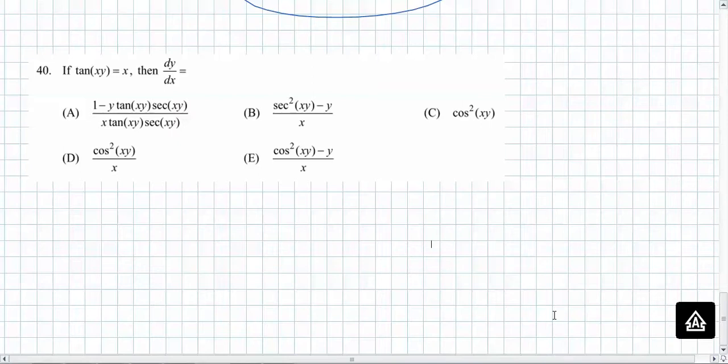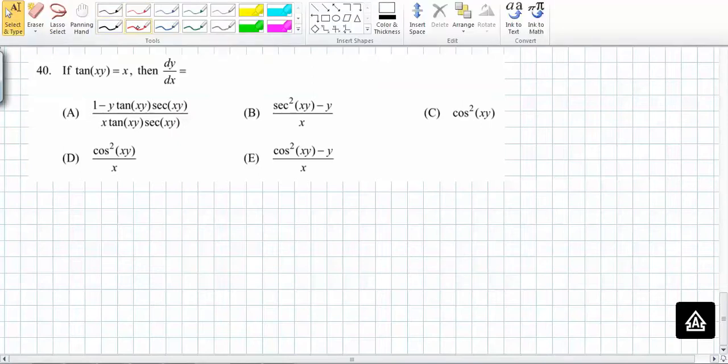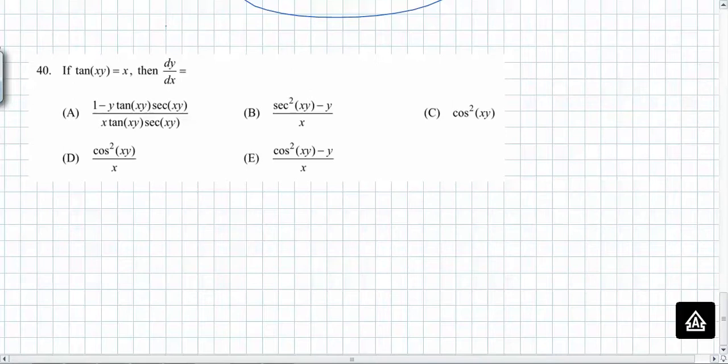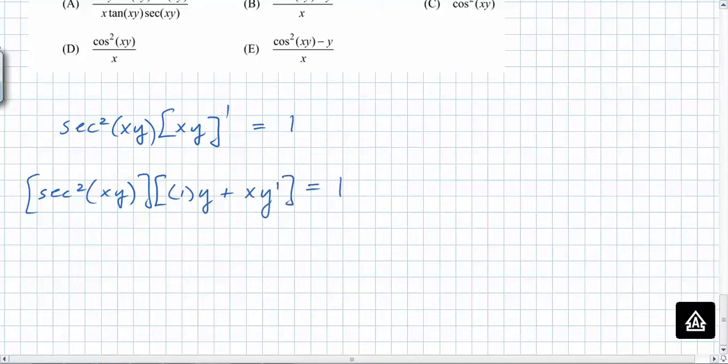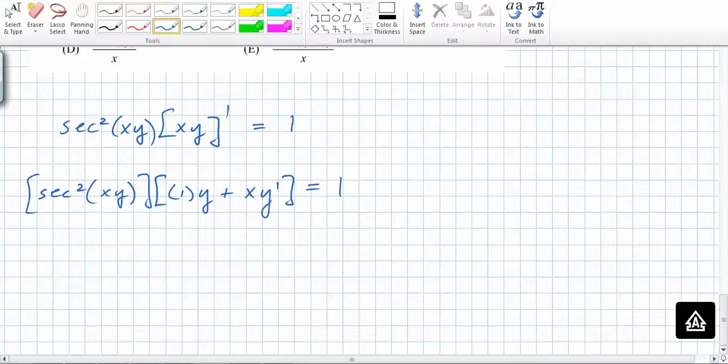What kind of differentiation are you going to need to use? Implicit differentiation. What's the derivative of tangent? So you end up with secant squared of xy, right? Times the derivative of the inside. I'm just going to write it like that for now. Equals 1. Okay, so now if we're taking the derivative of xy, what do you have to use? The product rule, so you end up with secant squared xy times the derivative of the first times the second plus the first times the derivative of the second, equals 1.